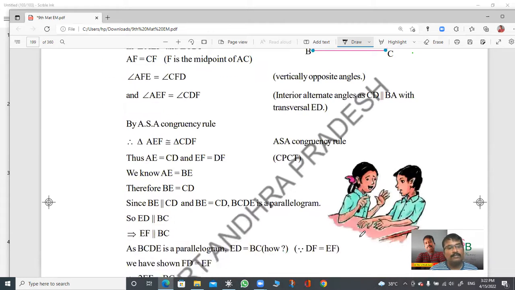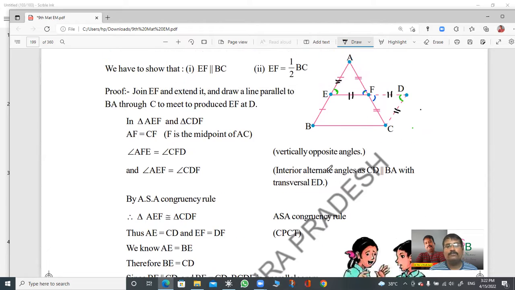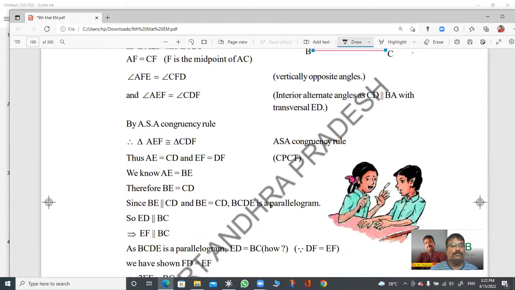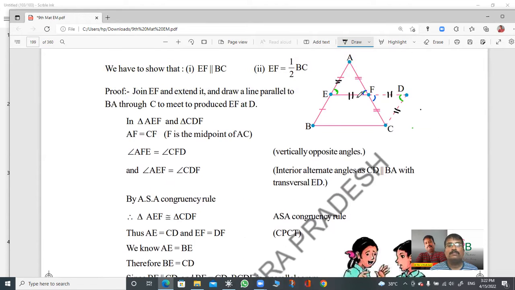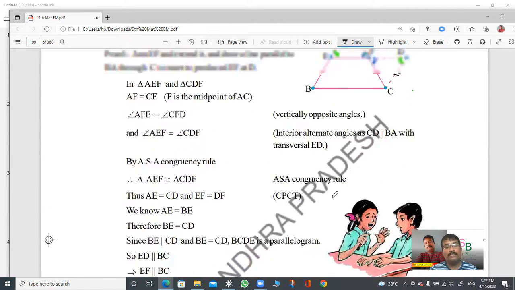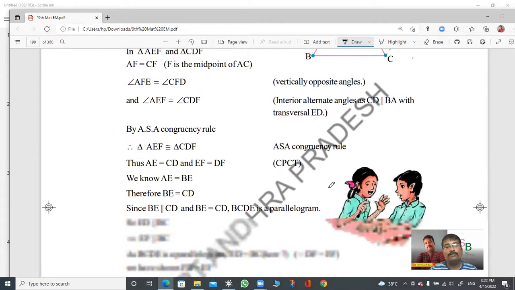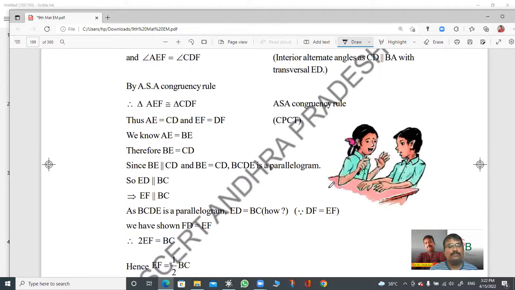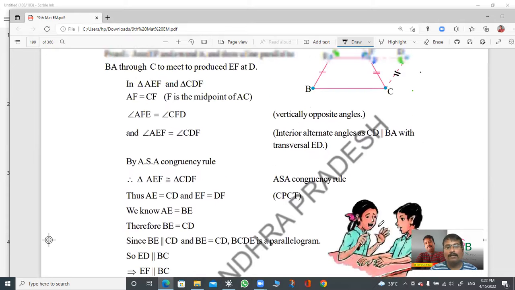We know AE is equal to BE, no doubt about that. Automatically BE is equal to CD. You know very well, BE is parallel to CD and BE is equal to CD, therefore it is a parallelogram.